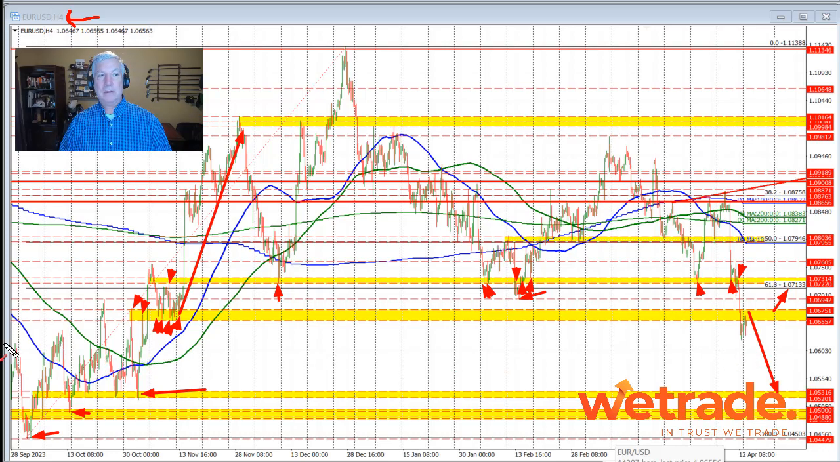Other than that, we're just in this swing area down through here, looking back in time, so there's not a lot of anything to hold on to. So the question for traders is whether we stay below 1.0675.